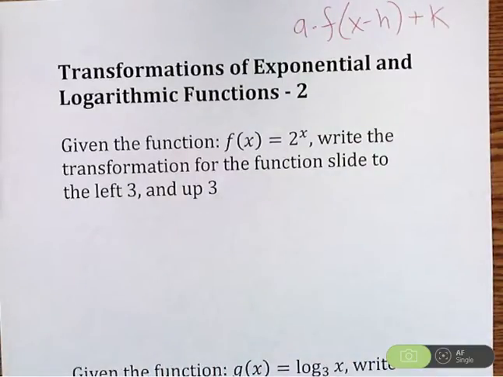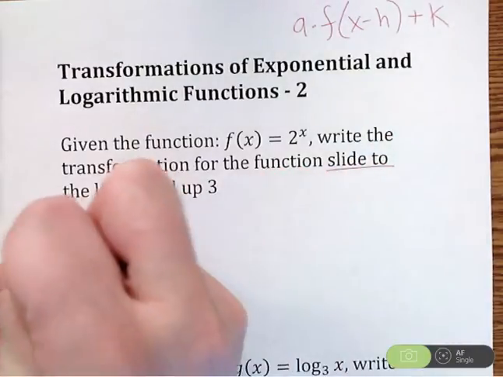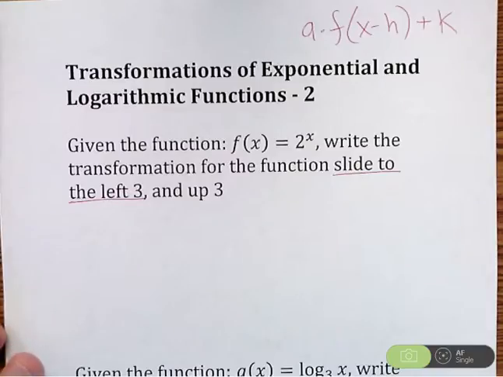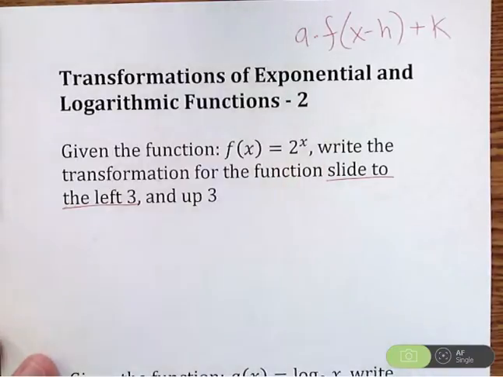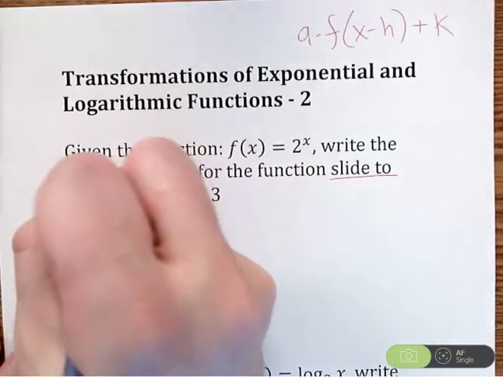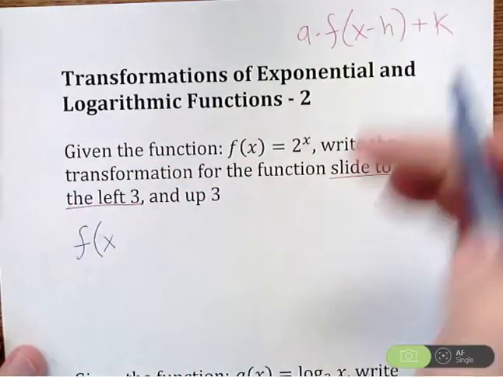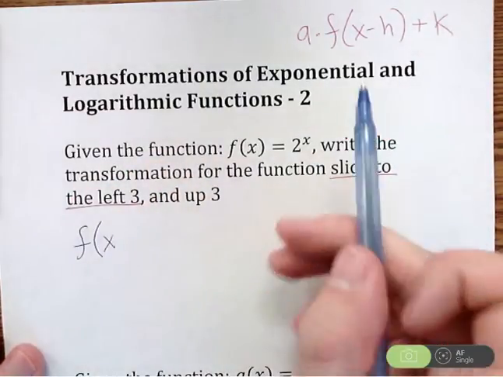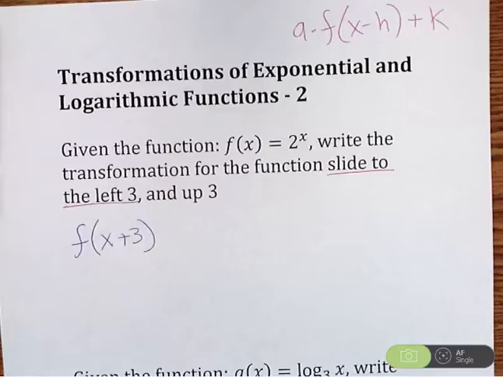The way I'm going to do this is I'm going to break it down into two parts. The first part is I'm just going to carry out the first transformation, which is slide to the left 3. So if I'm sliding left 3, I've got to think, am I dealing with A, H, or K? I know that if I'm dealing with a slide to the left 3, I'm dealing with H. So I don't care about A, so I'm not going to write about that. I'm changing H. And if I want to slide to the left 3, remember H is a liar, I'm not going to do minus 3, I'm actually going to do x plus 3 there. So I need to do f of x plus 3.